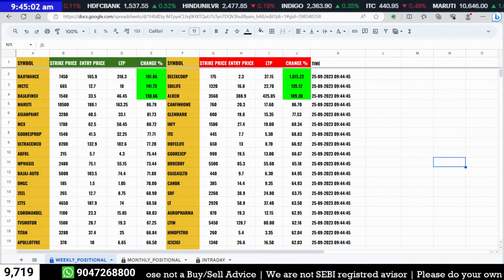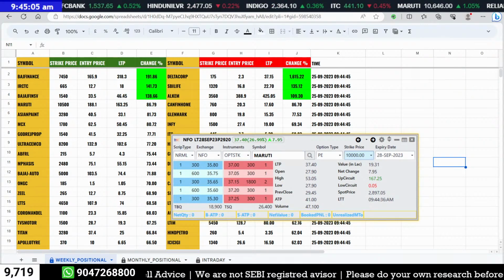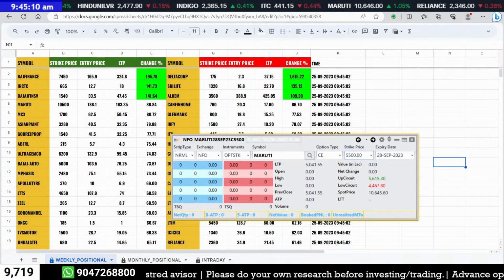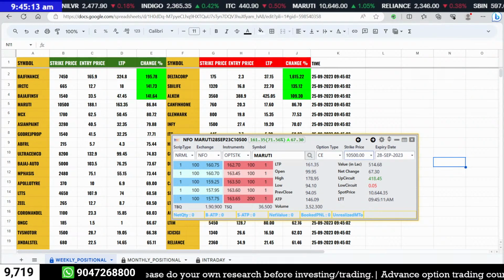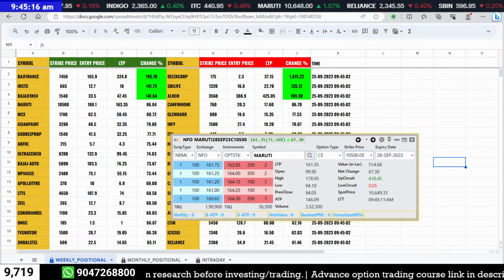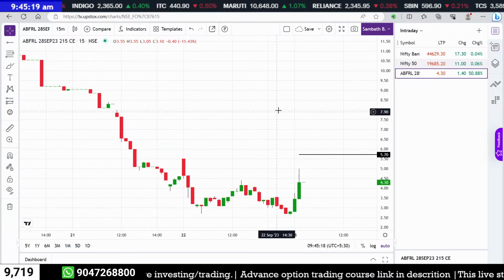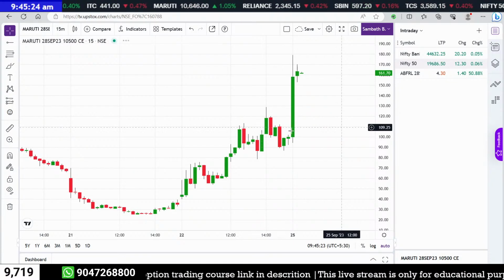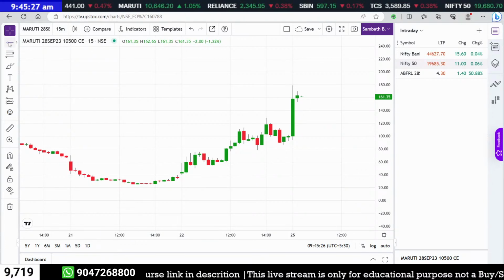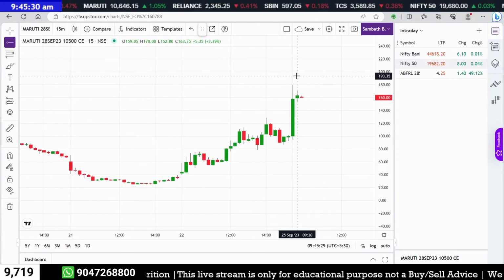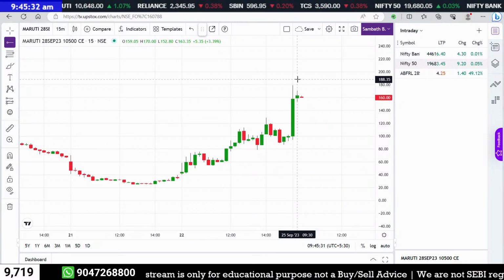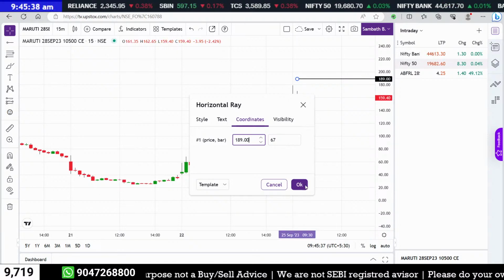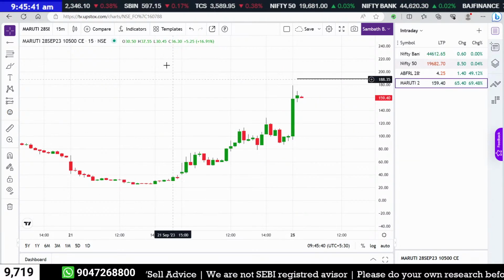In Maruti 10,500, let me go for Maruti. 163, so 178 already made high, 188 above, we can look for this, and a good liquid, no problem about liquidity. So Maruti 10,500 call option, currently 160 and 189 above we are planning. So maybe we can track, so if we get any opportunity then we can.